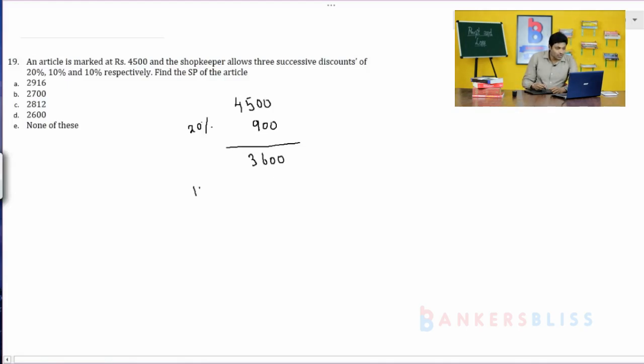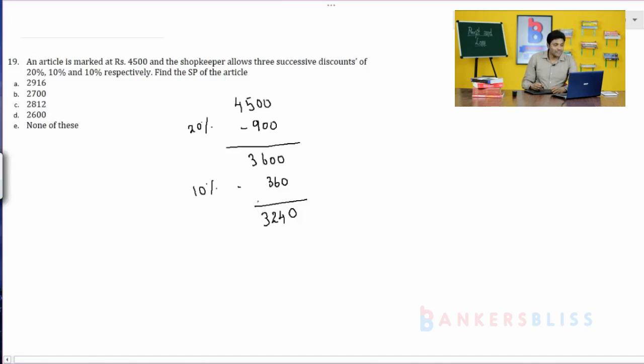For this 3,600, again you give 10% discount. Okay. So, the 10% discount you are going to end up with 360. Okay. So, after subtraction how much you are going to get? 10 minus 6, 4, 5 minus 3, 2 and 3. So, 3,240 you are going to get.